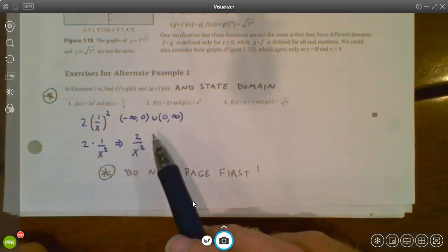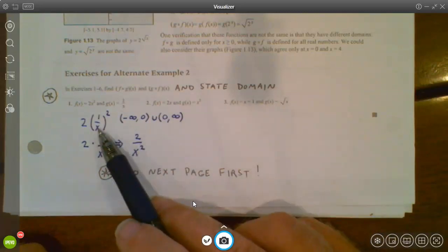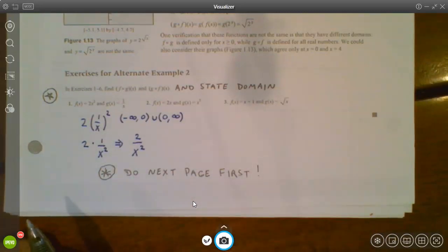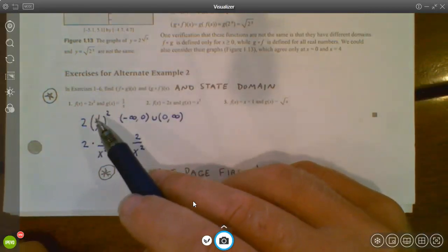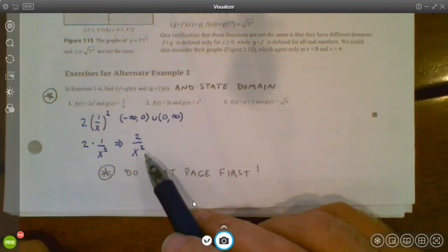So this is a case where it really wouldn't have mattered if we took the domain from this or from this. We'd get the same domain, but typically as a general rule, definitely want to take domain from the setup, not from your simplified result.